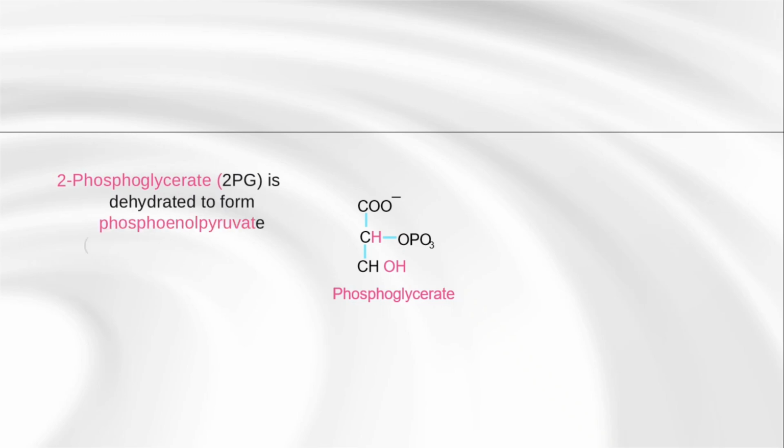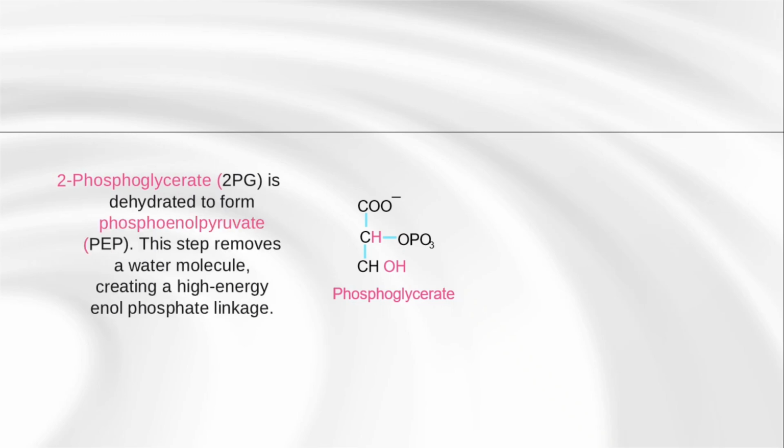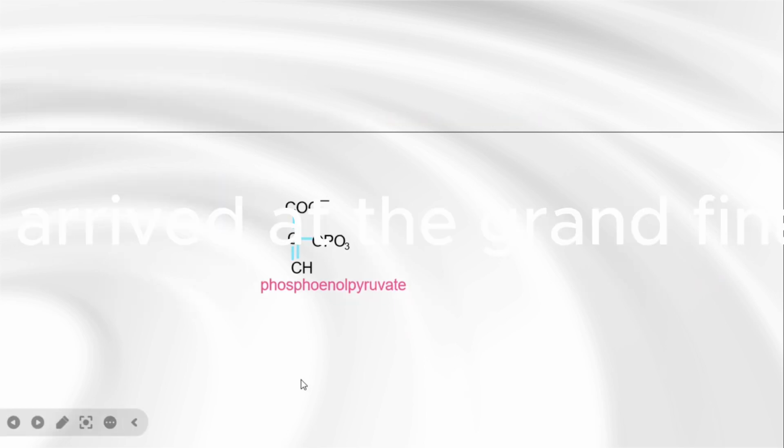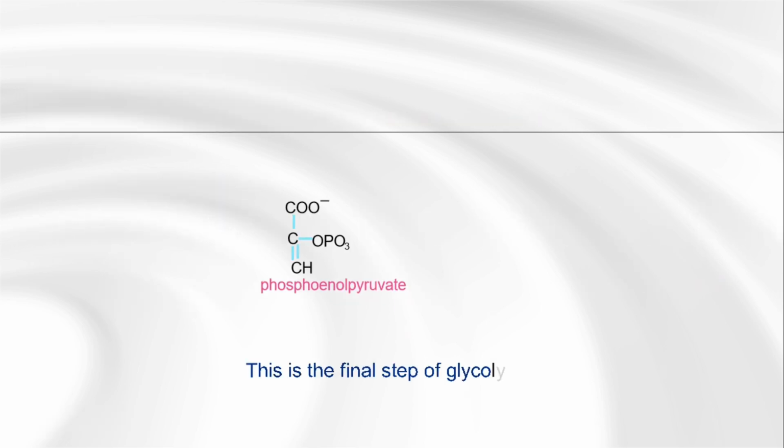Step 9. 2-phosphoglycerate, 2-PG, to phosphoenolpyruvate, PEP. Enolase steps in to dehydrate 2-PG, forming phosphoenolpyruvate, PEP. This creates a high-energy enol phosphate linkage, setting the stage for the grand finale. Mnemonic: enolase evaporates water. And now, we've arrived at the grand finale of glycolysis.